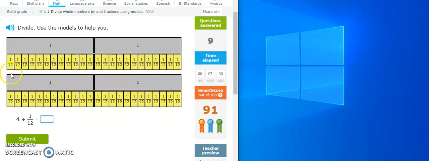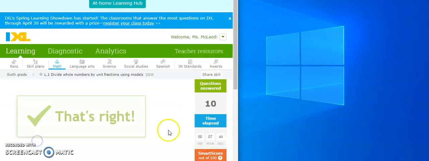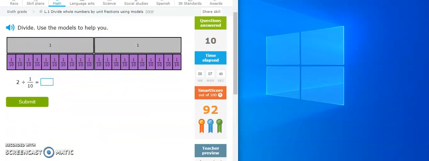All right, even when it's as large as 4 divided by 1/12, I can still do 12, and 12 is 24, plus another 12 is 36, plus another 12 is 48. All right, you got this.